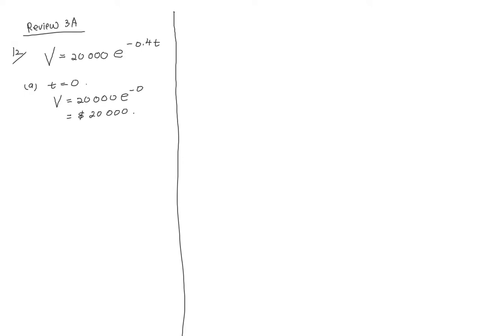Okay, part B. The rate at which the value of the car is decreasing 10 years after it was purchased. So now what you need to do is you can either differentiate it to find V prime t, or you can use your graphic calculator, up to you. If we want to get V prime t for this function, it's not that difficult after all. So it's 20,000 times negative 0.4.